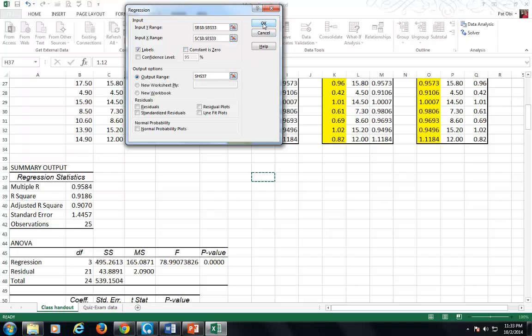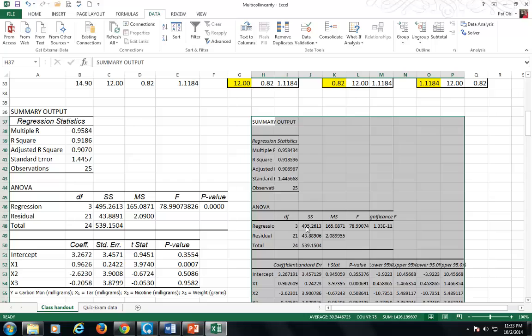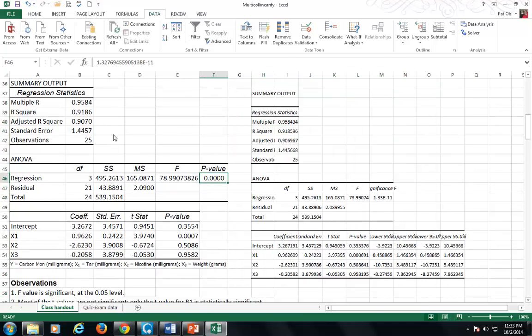Alright, and then okay, and that's our output. So that's the output right here, and we can see that this regression has a high coefficient of determination. We can see, most importantly, that F is statistically significant. Looking at the p-value, which is virtually 0, it's less than 1% and definitely 5%.